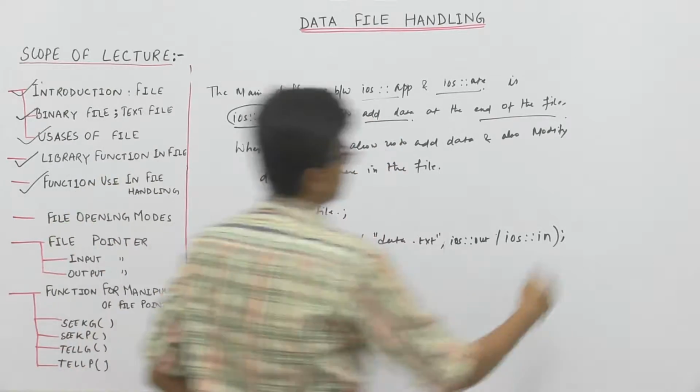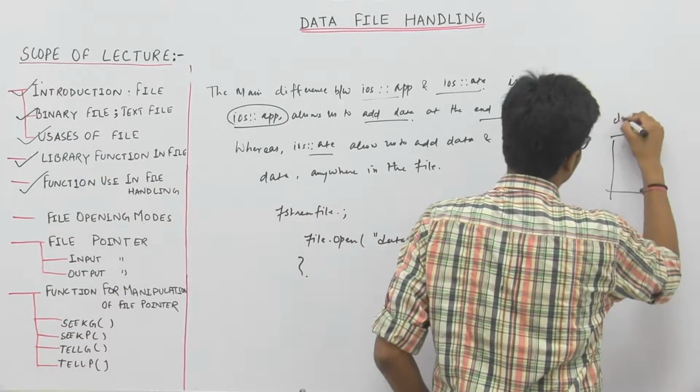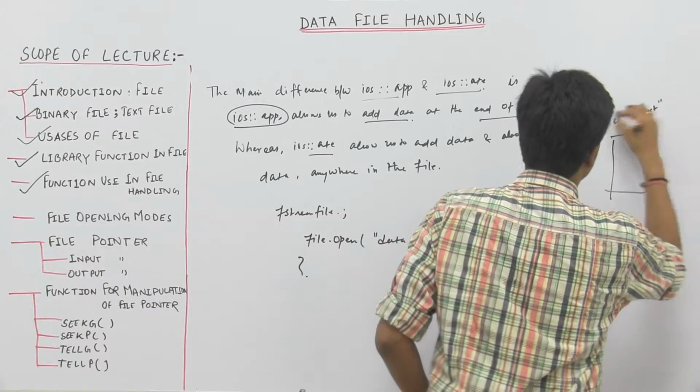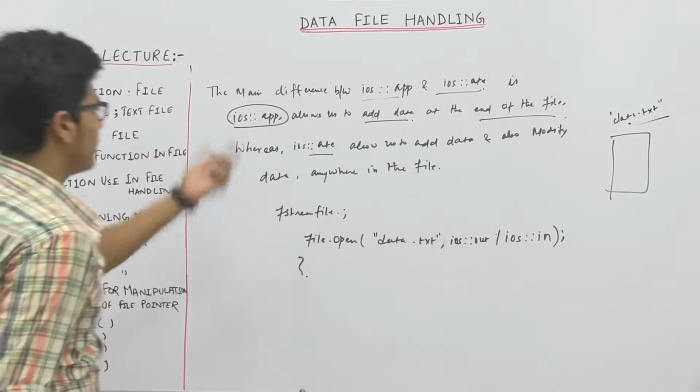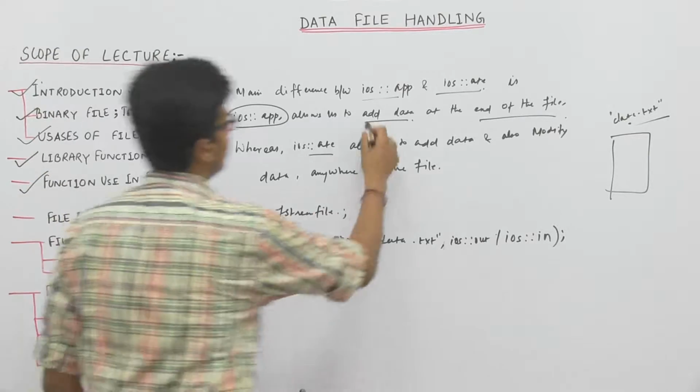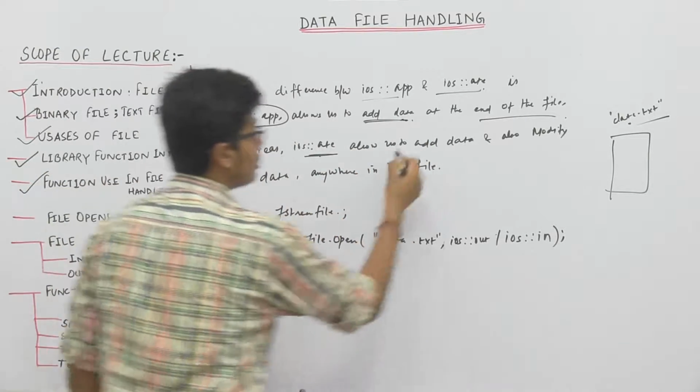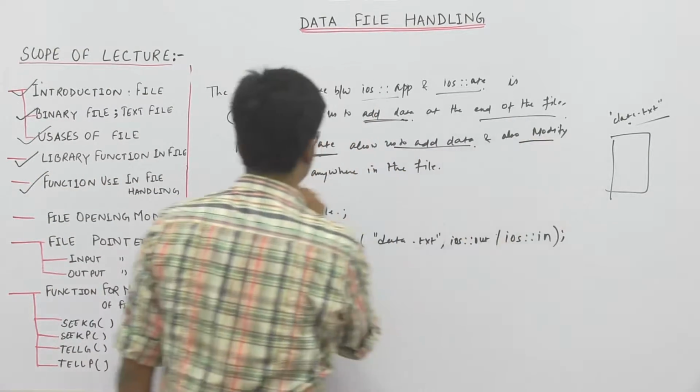You can add some data if you create a file, data.txt. In data.txt, ios::app allows us to add data, whereas ios::ate is allowed to add data as well as modify the data anywhere in the file.